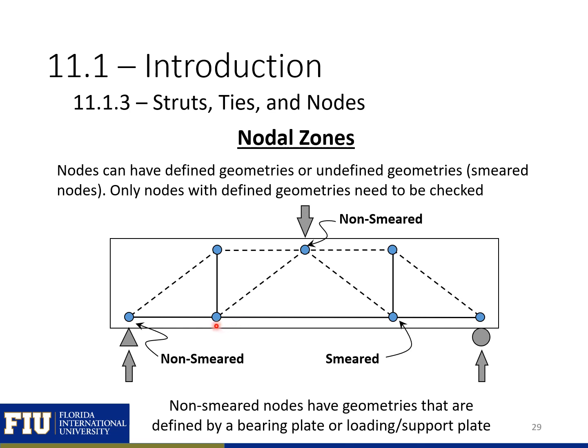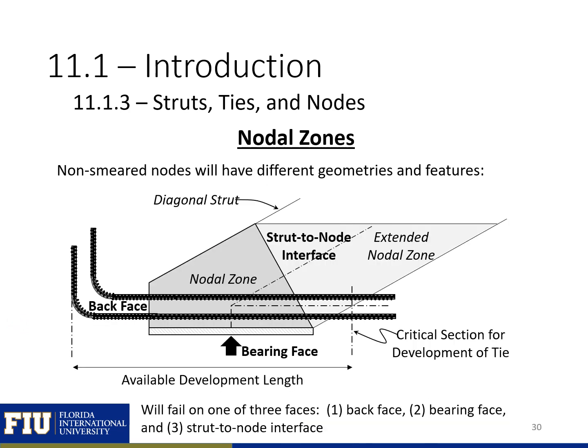So our nodes without defined geometries are called smeared nodes, and typically we don't need to check the stresses of smeared nodes. We only need to check the stresses in nodes with defined geometries. Non-smeared nodes are going to have different geometries and features.